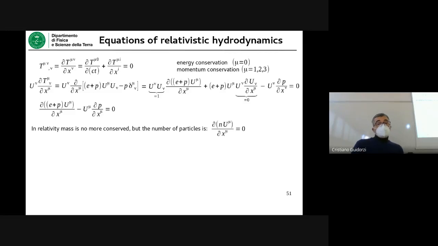And now we exploit, in a similar way as we did in the case of Newtonian physics, the conservation of mass. As I already commented in past classes, mass is no more conserved in relativity. But what is conserved is the number of particles. In particular, by exploiting the constancy of the number of particles, this is expressed by imposing that the four divergence of this quantity here, which is a four vector, n U mu, where capital U is again the four velocity, and n is the number density, so the number of particles per unit volume in the comoving frame. The comoving or rest frame is the same: the reference frame in which the fluid is at rest. So n is particle density.